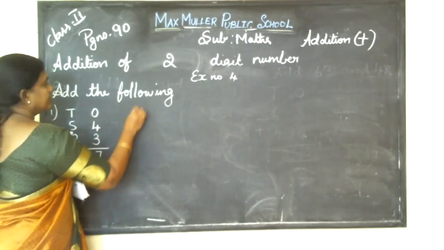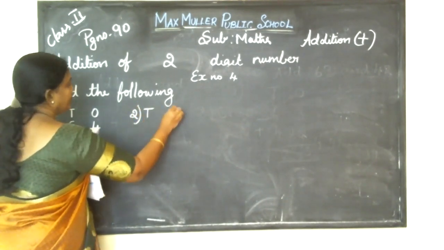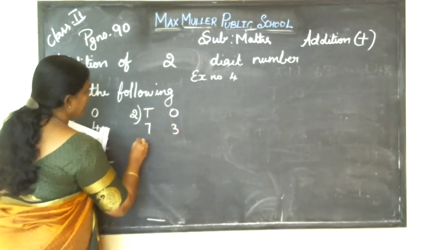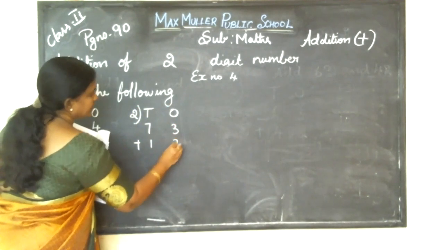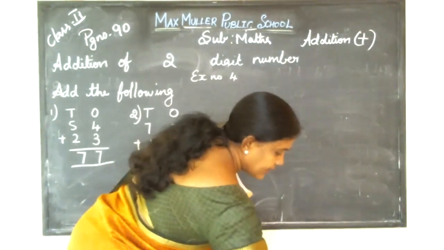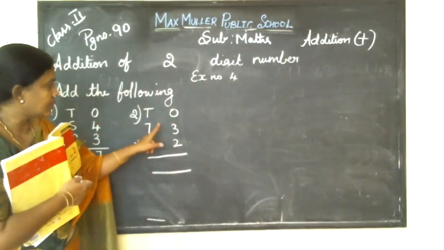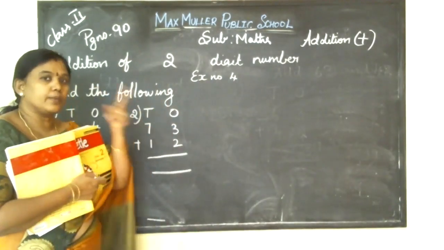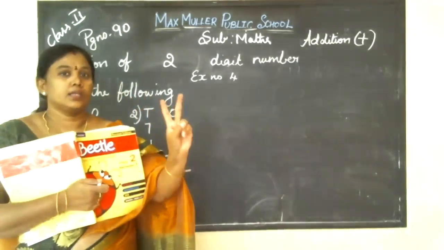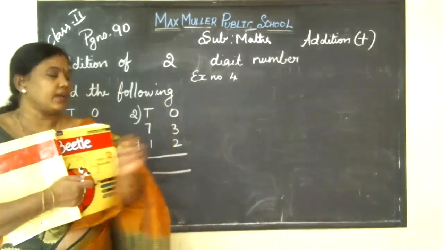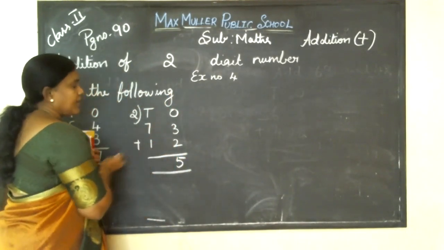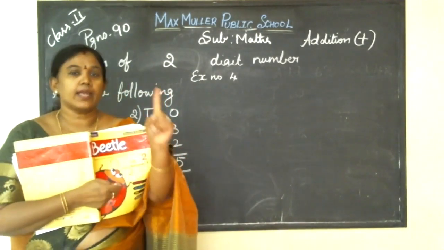Second one, tens, ones. 73 plus 12. 3 plus 2. 3 in the mind. See, children, you keep the first number in the mind. 2 on my finger. 3 plus 2: 3, 4, 5. 7 in the mind, 1 on my finger. After 7: 8.